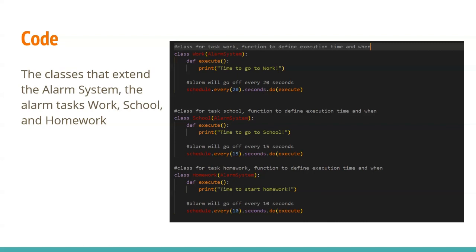And then for the next user alarm, it's school. So that alarm is time to go to school, and that alarm will go off at 15 seconds. And then there's another alarm, homework, that says time to start homework, and that alarm goes off every 10 seconds.